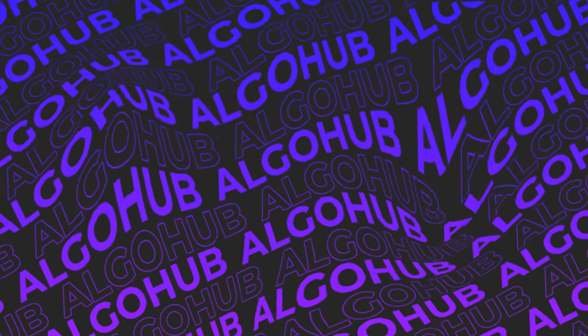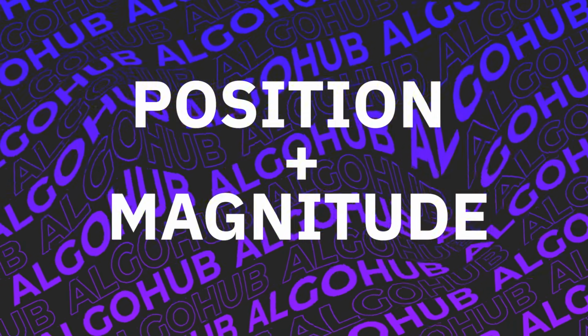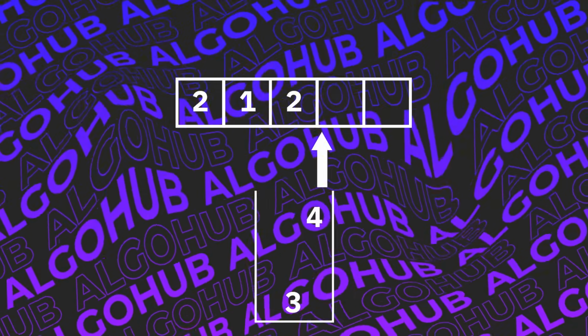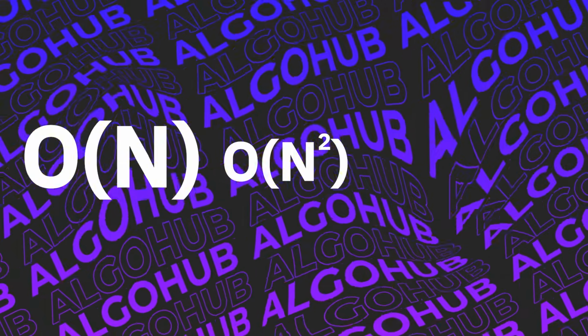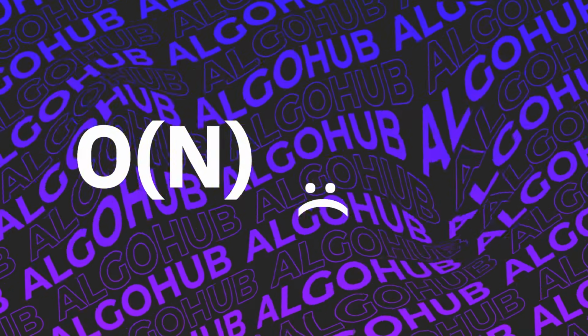The reason that all of this works is because the monotonic stack stores both the position and magnitude of the values. The position is stored by the order in the stack, and the magnitude is stored by popping stuff off of the stack. And that's exactly why we're able to achieve this O of n time complexity. Otherwise, we would have an O of n squared. That's it for the monotonic stack.